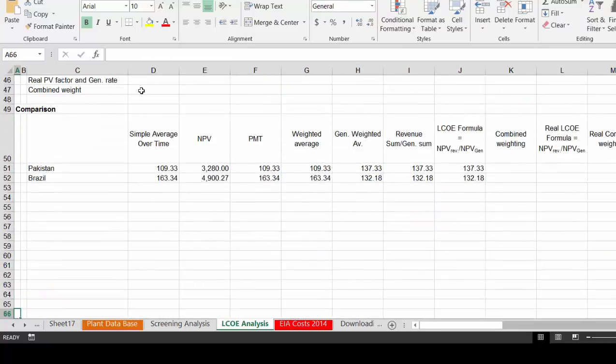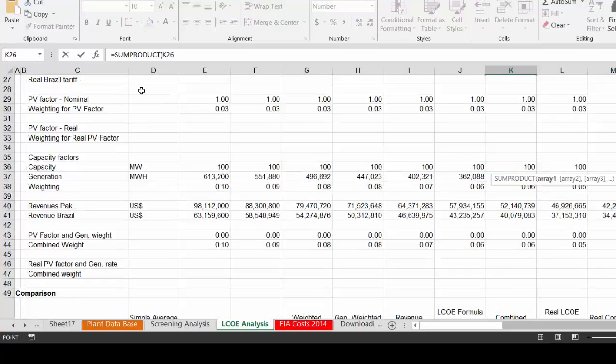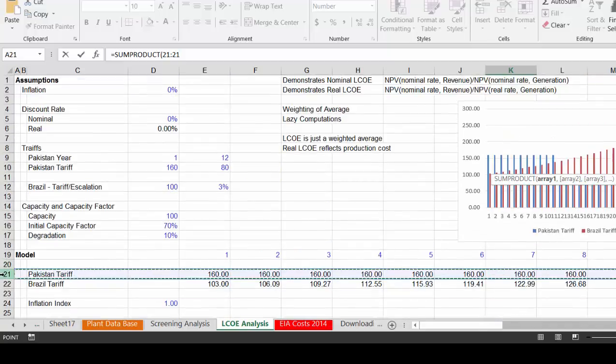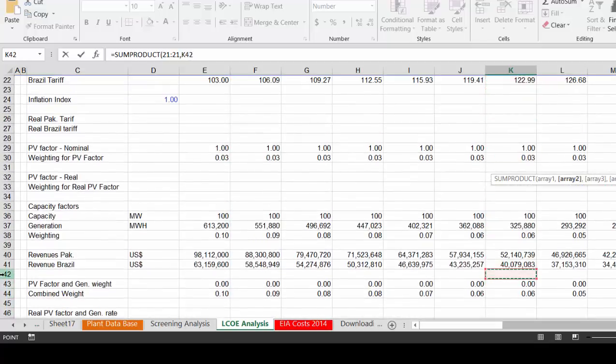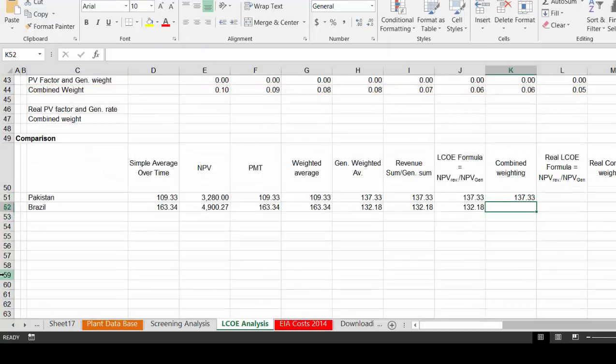Now we'll do the thing where we just take, and this just demonstrates that the LCOE really is a weighted average. We put SUMPRODUCT, and we go up to the price, and we put a comma, and by the way, this doesn't work if you put the multiplication sign, and we use that combined weight we just did, and whoops, wrong one, and I shouldn't say did, as F4, and we get exactly the same result.